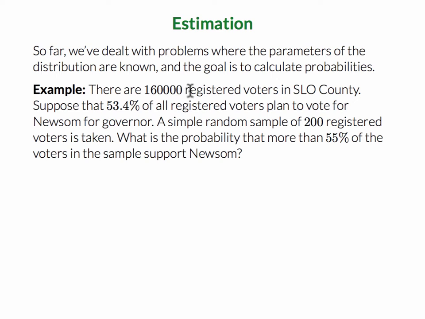There are 160,000 registered voters in SLO County, and let's suppose that we know that 53.4% of all registered voters plan to vote for Gavin Newsom for governor. Now, a simple random sample of 200 registered voters is taken. That just means we choose 200 people at random without replacement because we don't want to poll the same person twice. And a question you might be used to answering is, given this information, what is the probability that more than 55% of the voters in the sample of 200 support Newsom for governor?